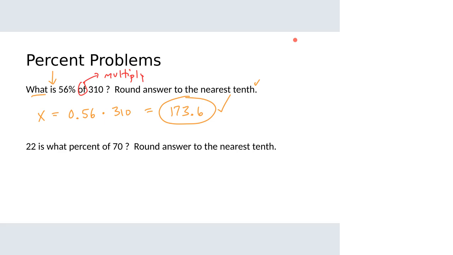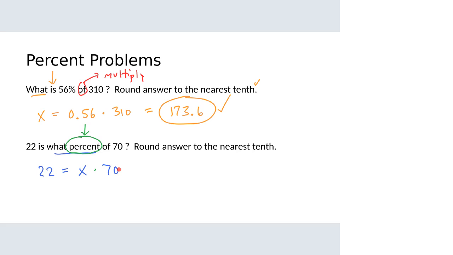We're going to use the same idea here. 22 is just a number. "Is" is going to be equals. What percent? What is the thing we don't know? That's the thing we're looking for, so I'm still going to call it X. But I do want to make a little note to myself that this question is asking me for a percent. So when I get to the end and give my answer, I need to make sure it's in the form of a percent. Of is still going to be multiply. And 70 is just 70.